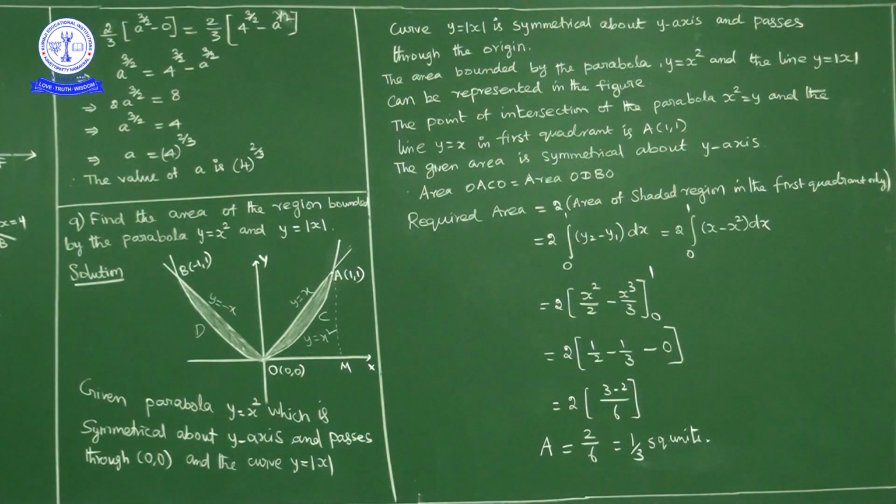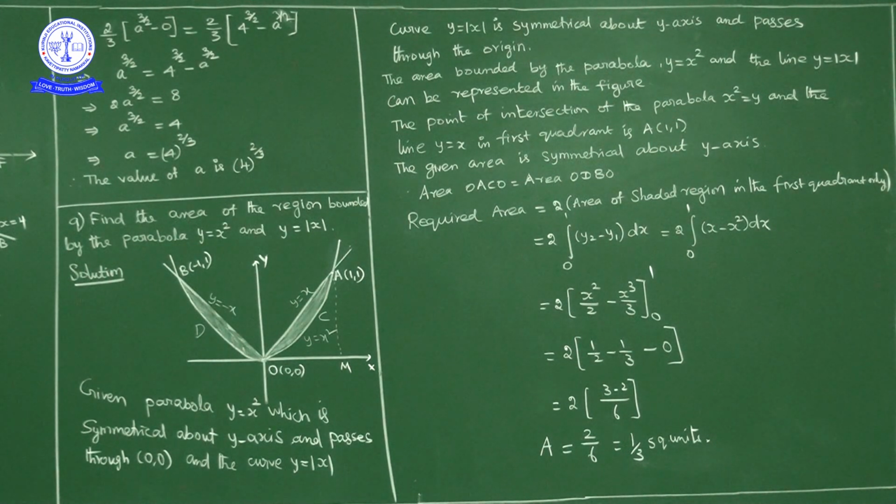Here the given area is symmetrical about y axis. So first quadrant area and second quadrant area are both equal. So required area is equal to 2 times the area of the shaded region in first quadrant. First quadrant area is nothing but AOCO area, and second quadrant area is nothing but ODBO area. Both are equal. So required area is 2 times the area of the shaded region in first quadrant.